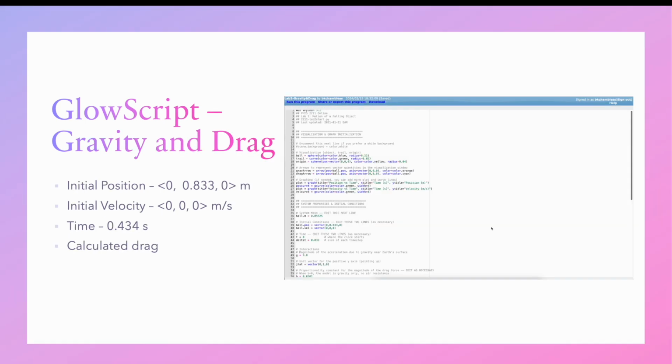So next we did the same thing, but this time we took into consideration the drag force. So our initial position, velocity, and times are the same, but we just added in another force, which is drag.